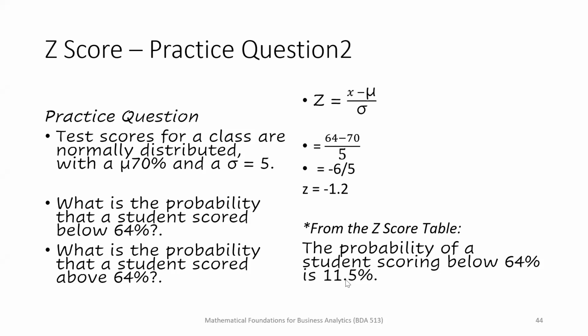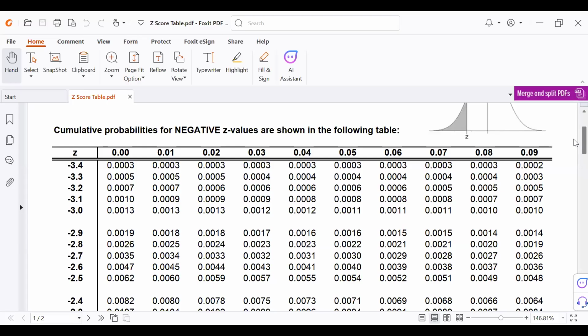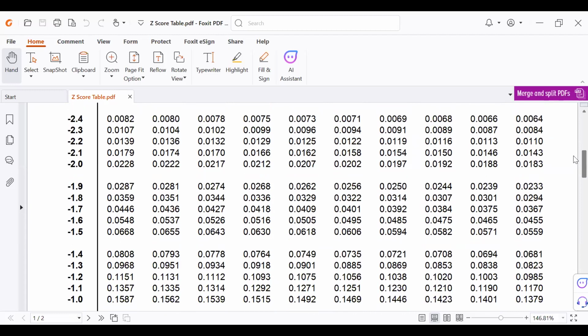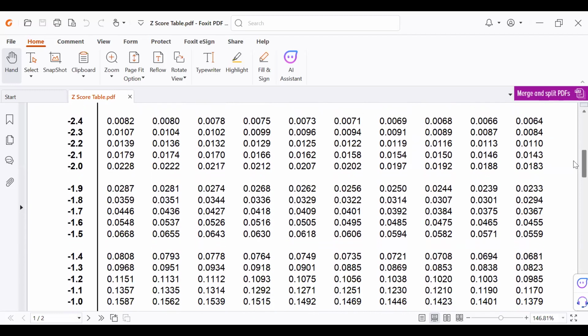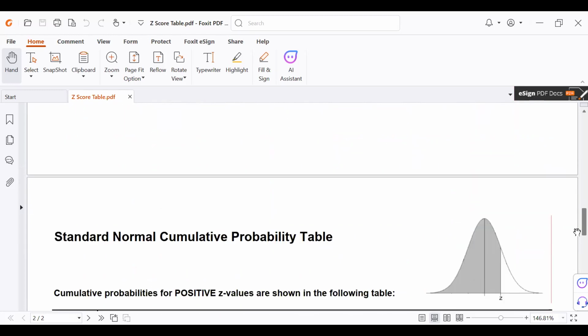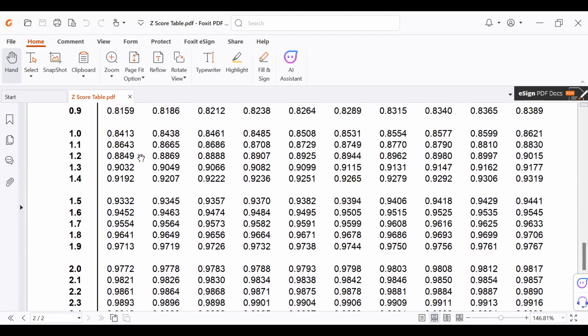You can even see it in the table when we go to the table. So the first one was negative 1.2, yes. So that is below, which means the other side will be above. If you go to the positive and check 1.2, have you seen that we are getting 88 points? So we are getting the other side, the above.